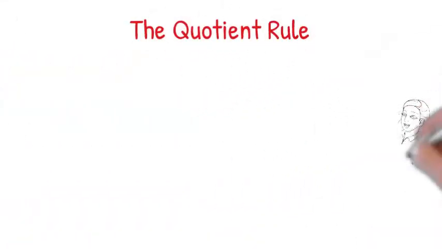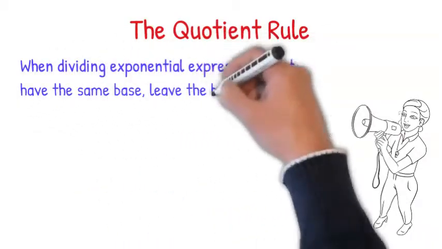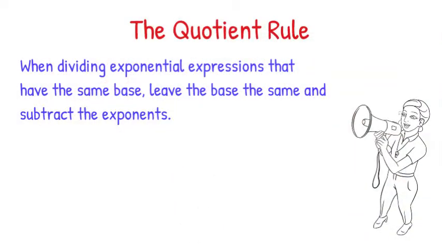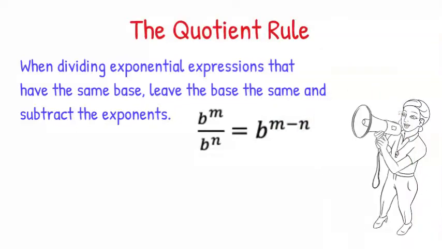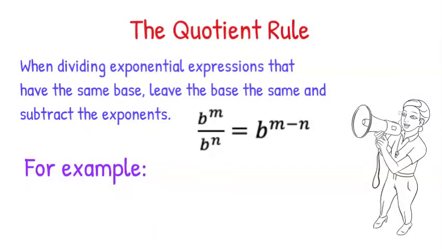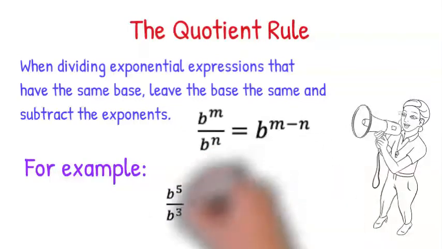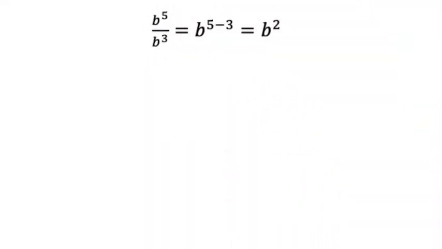The quotient rule. When dividing exponential expressions that have the same base, we leave the base the same and subtract the exponents. b to the m divided by b to the n equals b to the m minus n. Notice that this is one of the rules that requires the same base. For example, b to the 5 divided by b to the 3 equals b to the 5 minus 3, which equals b to the 2. Why? It helps if we expand these.